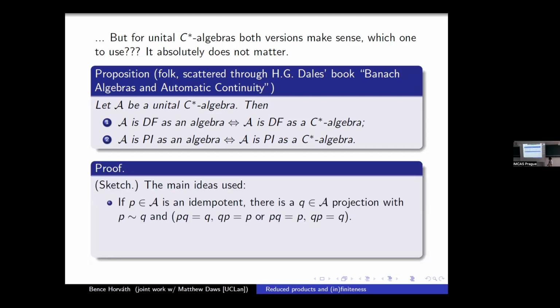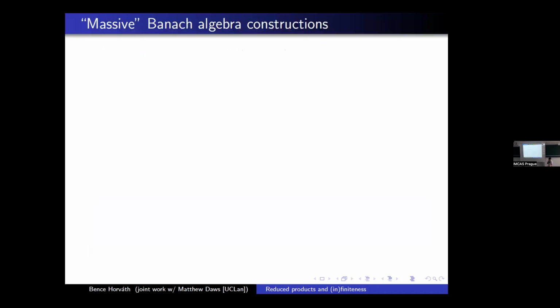Just a quick word about why this is. One of the ingredients when you try to prove a result like this is that whenever you have an idempotent in a C-star algebra, you can always find a projection which is algebraically equivalent to it, and it satisfies these relations in addition, so it's a bit stronger than what I say here. And also, if you have two projections, so not idempotents, they are algebraically equivalent to each other if and only if they are Murray-von Neumann equivalent. So there's nothing particularly interesting there.